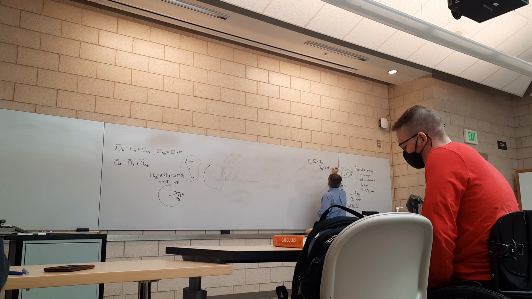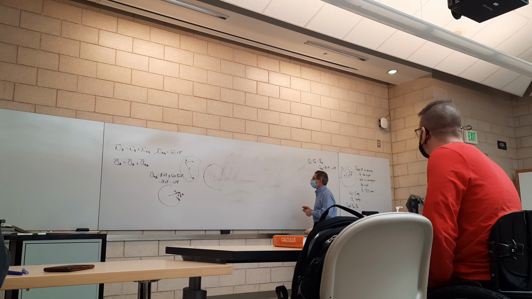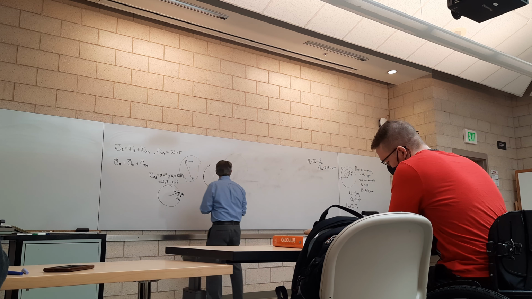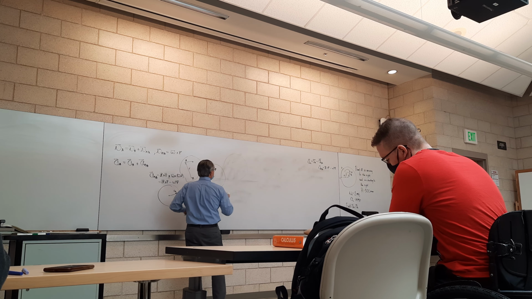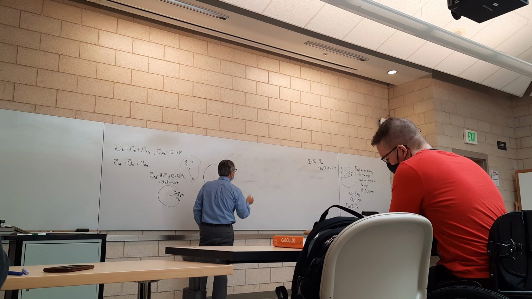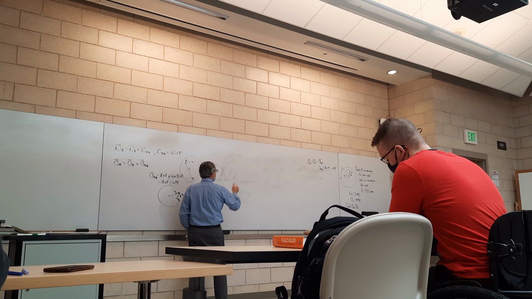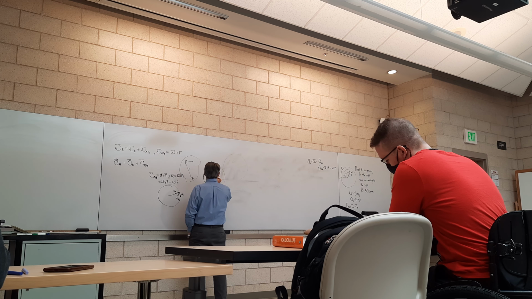alpha cross r minus the omega squared times r. Okay. So the acceleration of point A, even though we don't know what it is, we're told it accelerates to the right, and so our acceleration of point A will be something like this.